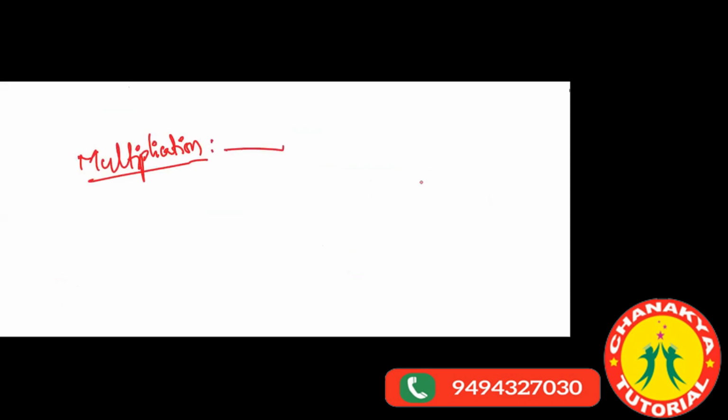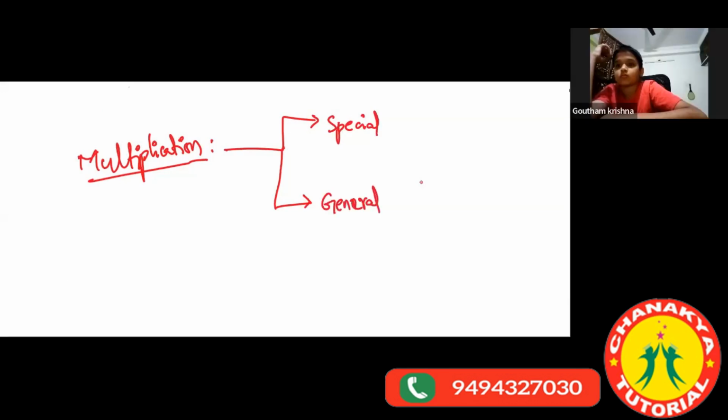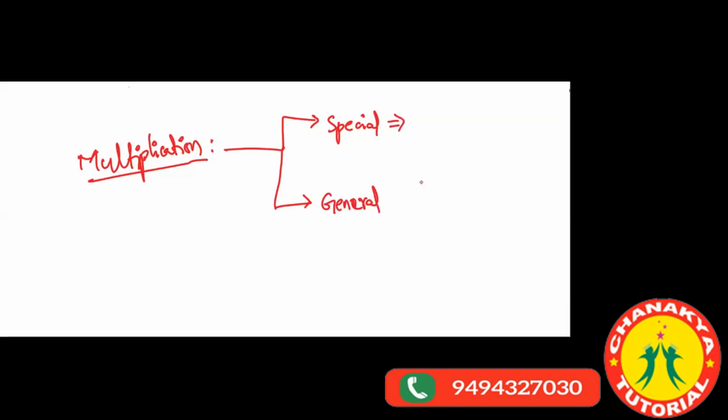We will see multiplications in 2 types. One is special multiplication techniques, and another is general multiplication techniques. Special multiplication techniques are those for which we can apply the shortcut and get the answer immediately, sometimes using pen and paper and maximum times without using pen and paper.